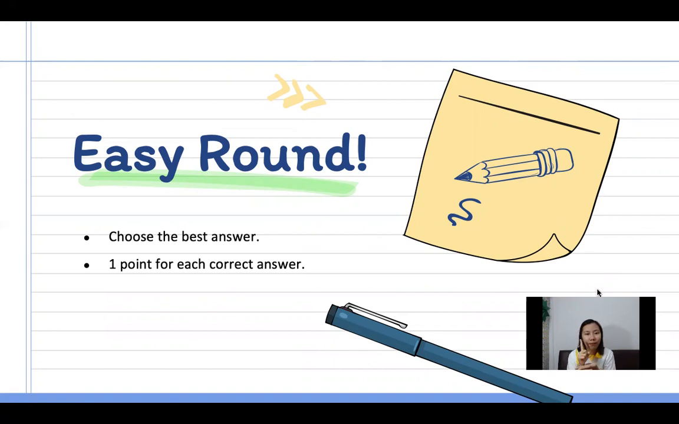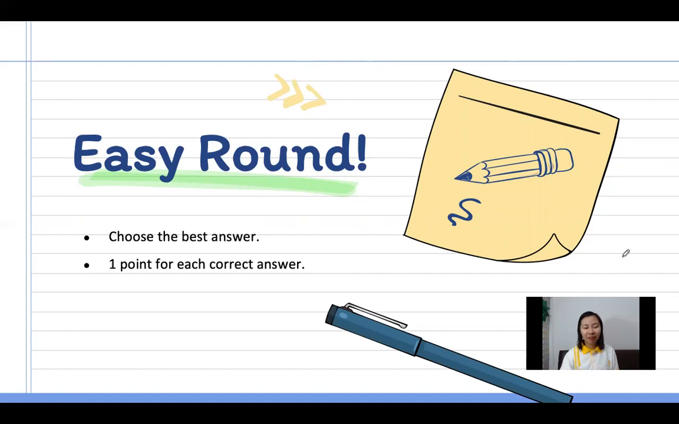Easy round number one. It says choose the best answer. Just choose A or B. Write A or B. For example, what is this animal? A, fish. B, shark. Letter B, right? Just write A or B. Are you ready? Easy round number one.